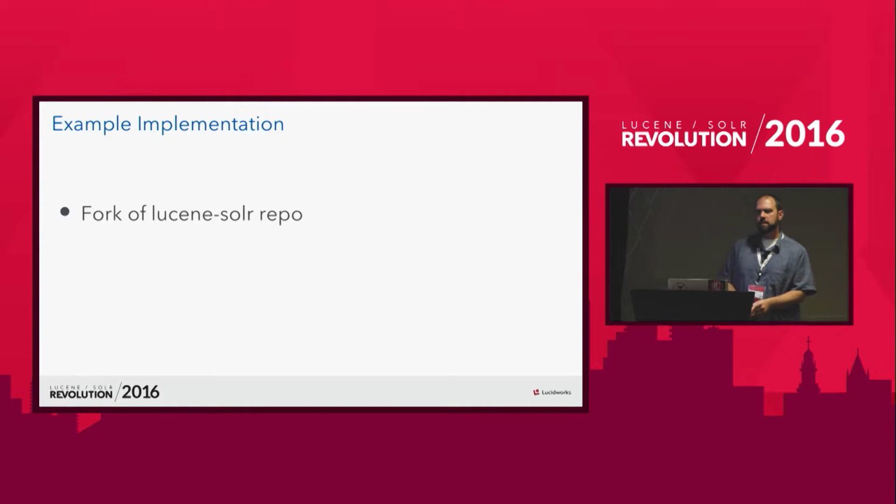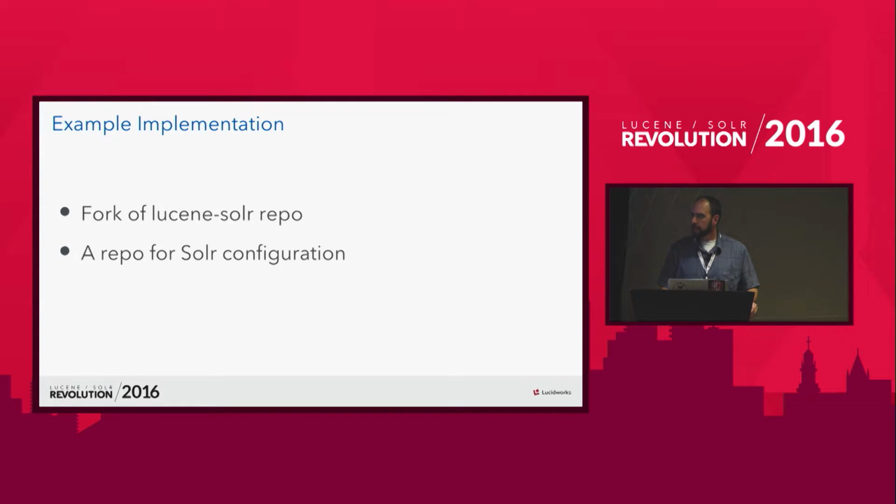So with the example implementation that I have the link to, I have 3 repositories. I have a fork of the official Lucene Solr repository, and I'm working in, I think, the 6.1 branch for this work. I have a repo for the Solr configuration. So after we've built and deployed Solr as a package, I have a separate repo that is what the development teams would work on in order to define config sets with schema and whatever other configuration we want to pass down to the server.